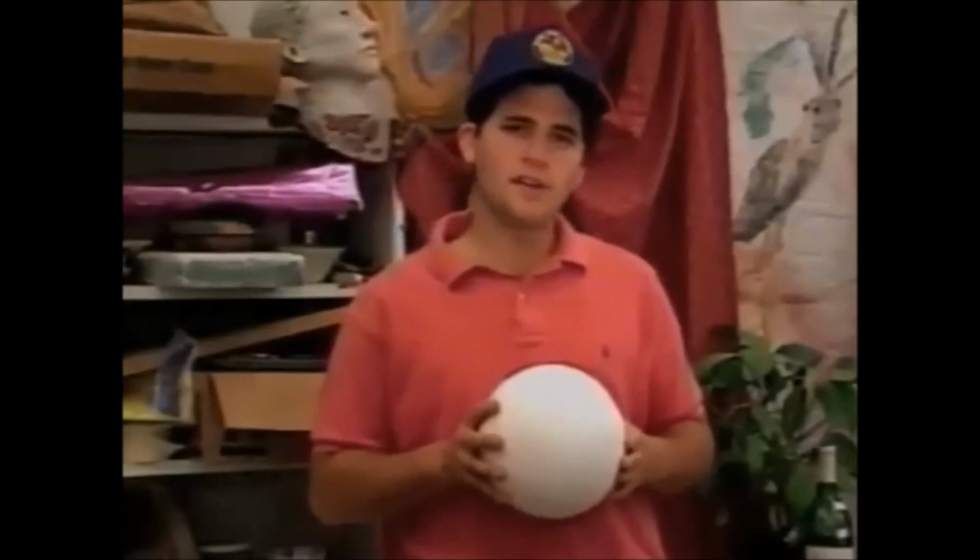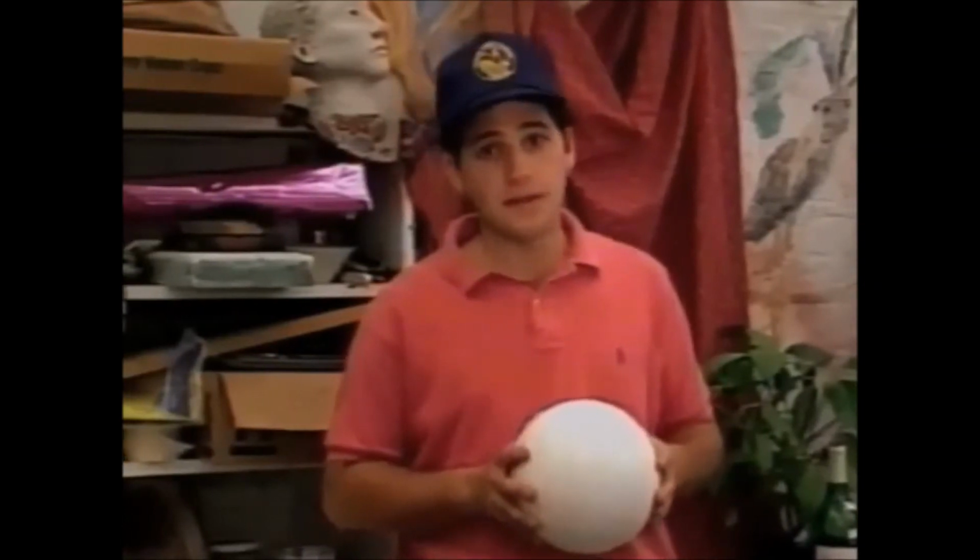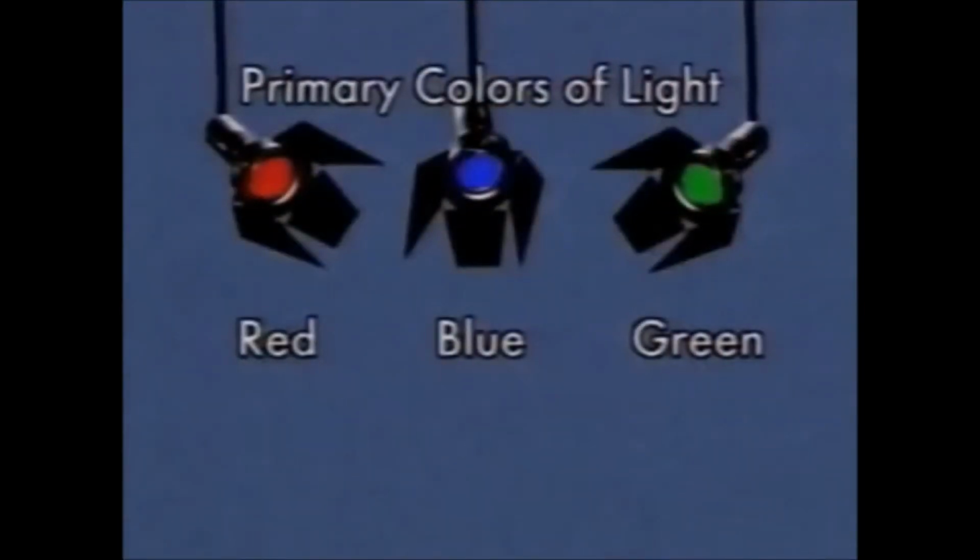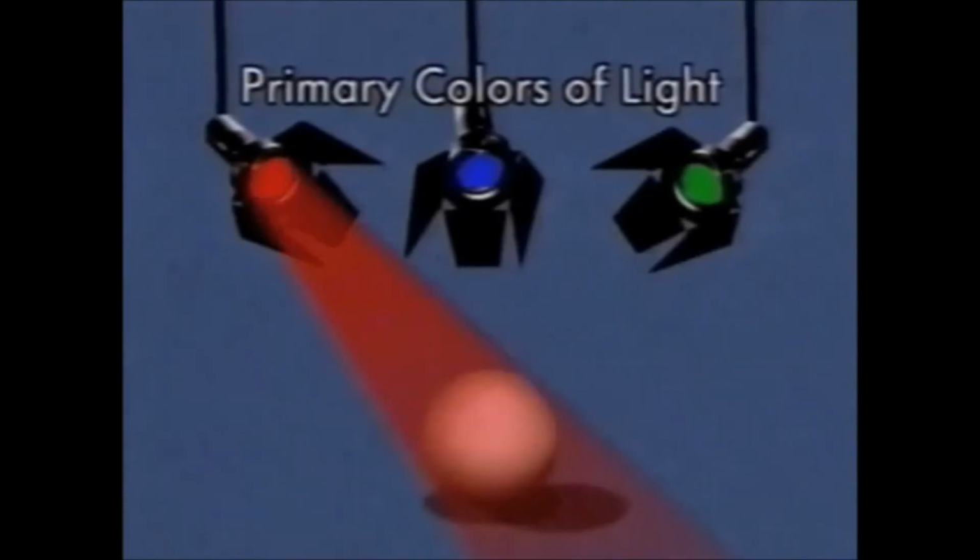The primary colors of light work in a different way than the primary colors of pigment. Red, blue, and green are the primary colors of light. If a red light shines on this ball, it becomes that color. If a green light is added, guess what color it becomes? Yellow. It's probably not what you expected, but to your brain, red and green together are seen as yellow.